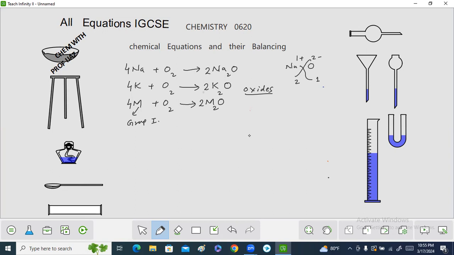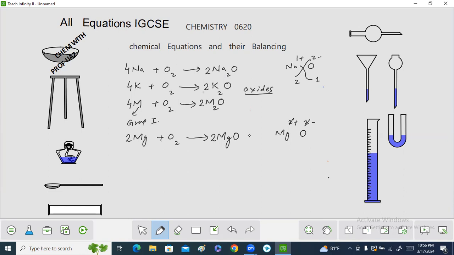Now, if we have a group 2 metal, magnesium reacts with the oxygen to form magnesium oxide. This is the formula of magnesium oxide because Mg is 2 positive, oxide is 2 negative, so the charges are the same. The numbers are different, so if we cancel these, we get the formula MgO. There is one magnesium on the left and right hand side, two oxygen atoms, so we can put the 2 here. Now 2 Mg are there, so we can put 2 Mg. So this is the balanced chemical equation.